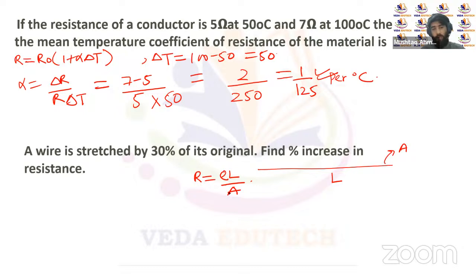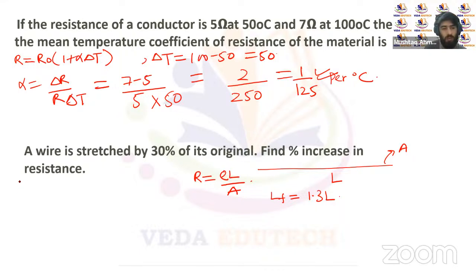If it is stretched 30% from its original, it means if its initial length is L, then its final length has to be 1.3 L. That will be the 30% increase in its length. One important property upon stretching the wire is that the length changes and the area of cross section changes, but the volume of the wire does not change.